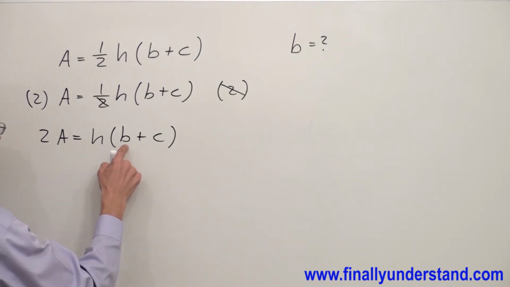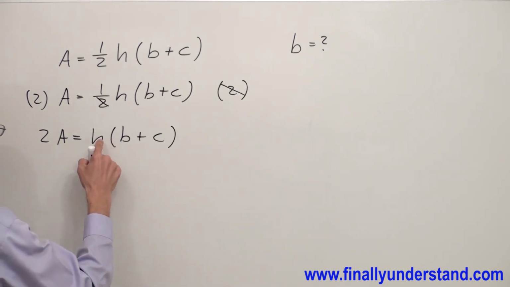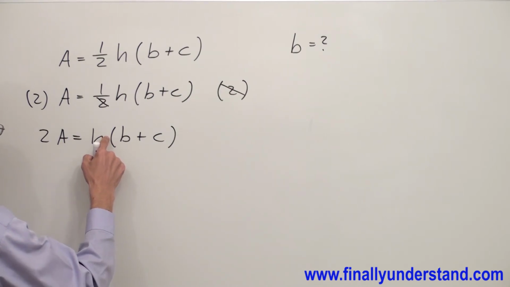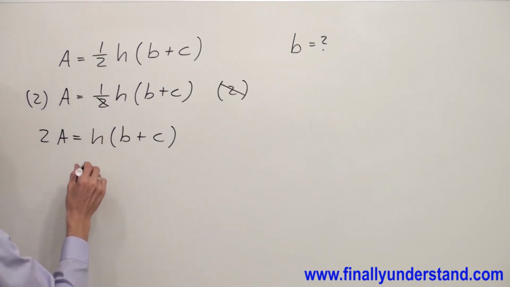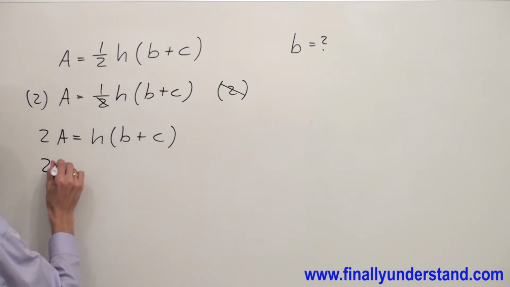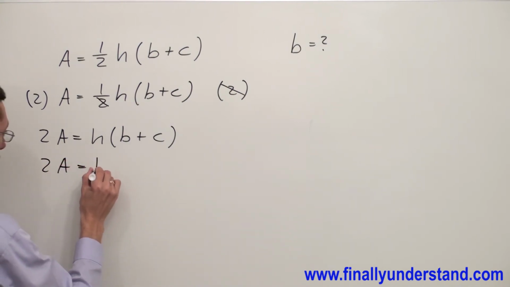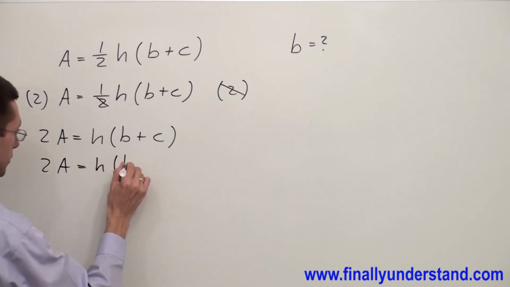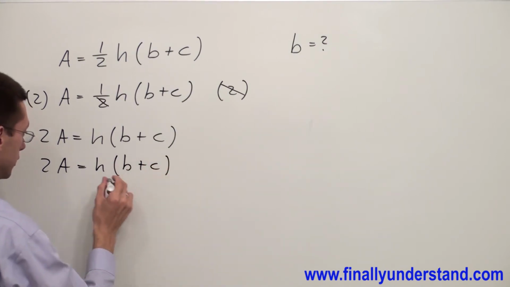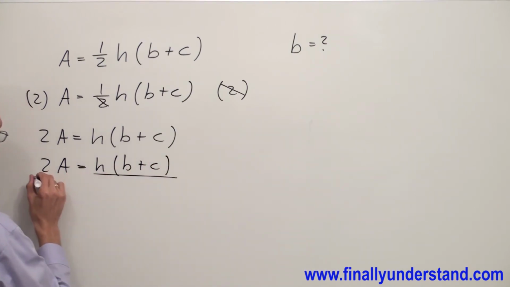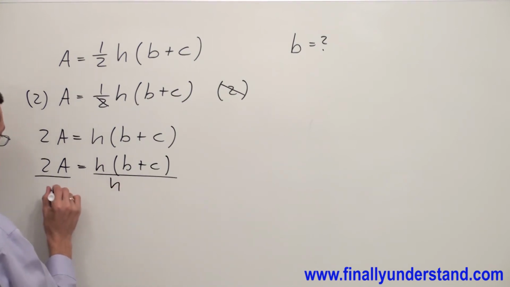b is inside of the parentheses. The parentheses are multiplied by h. So what I can do over here, I can just copy this down. I can divide both sides of the equation by h. Divide both sides of the equation by h.